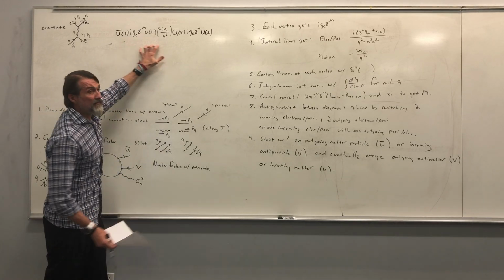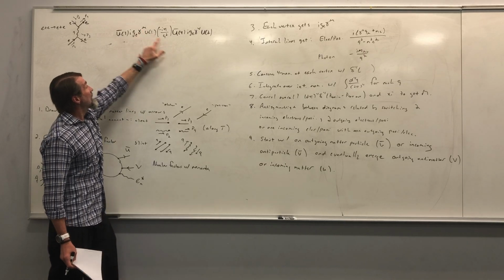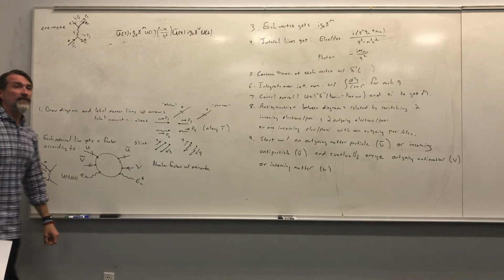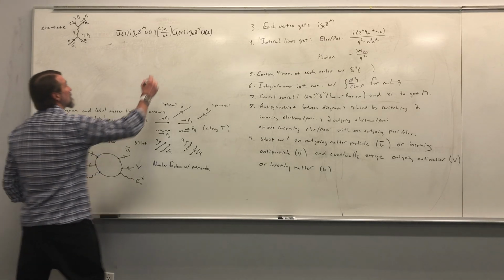Well, I want this thing to be a scalar in spin space and in space-time. I've got a mu index and a nu index. What indices do you think I need to put on that metric factor? Mu and nu, exactly.